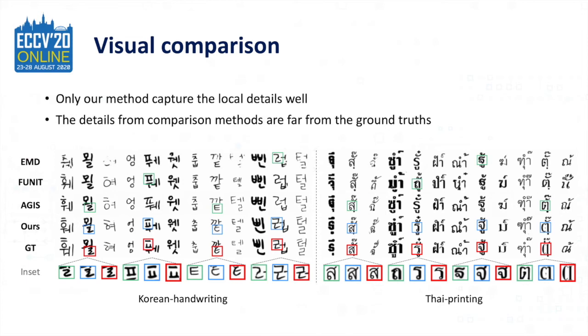Okay, let's see the experimental results. This is the visual comparison on the unseen character set. In the last row, we highlight the generation difference between models. The red box is the ground truth, the blue box is ours, and the green box is one of the comparison methods. As shown in the figure, previous methods capture global styles well, but the detailed local styles are far from the ground truths. Only our method captures the local details well.